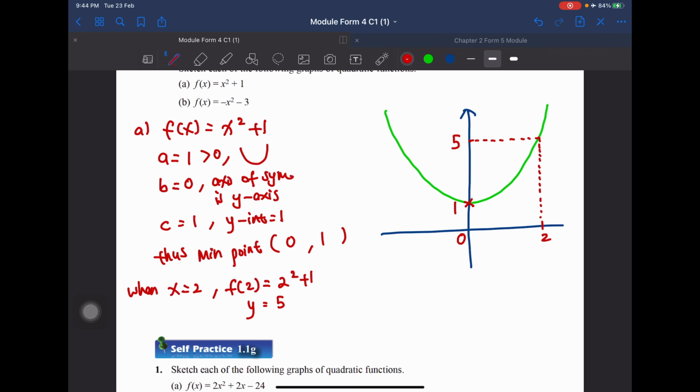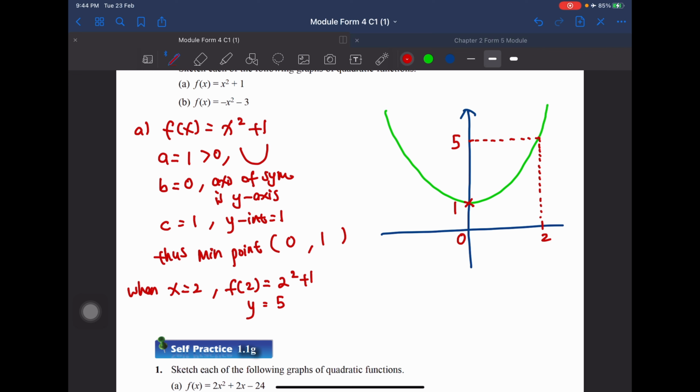Okay, macam mana kita nak tahu kalau graf kita ni tak memotong paksi x? Contoh kan, awak boleh tekan kalkulator. Awak tekan kalkulator macam yang kita buat EQN tadi tu. Cuba masukkan a is 1, b is 0 lah, tak ada b kan, and c is 1.